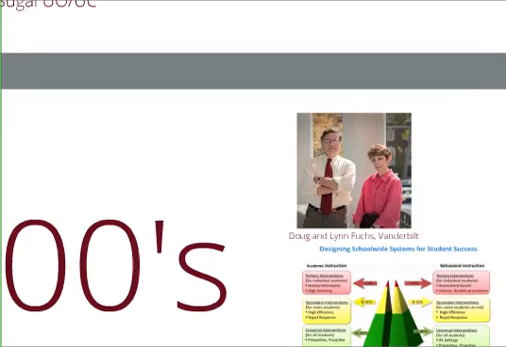Well, now we cross over into another area of special education. Doug and Lynn Fuchs at Vanderbilt University were focusing on the poor outcomes for children with learning disabilities. They were looking for another model to use for identifying kids instead of waiting until kids would fail in school. They were trying to think of a way that they could get to those students sooner, and they looked at ways to implement this prevention model.